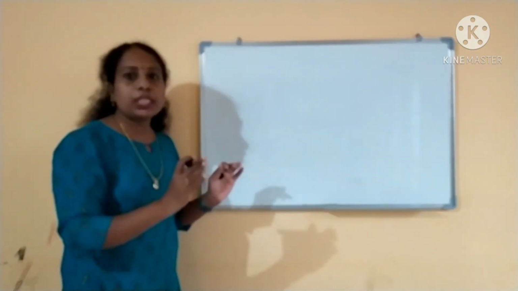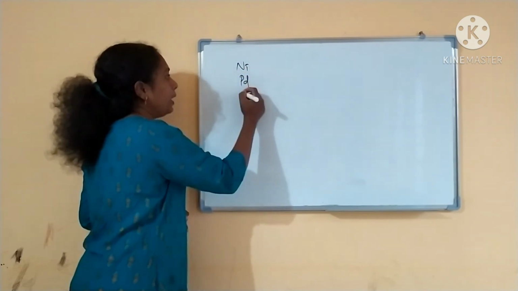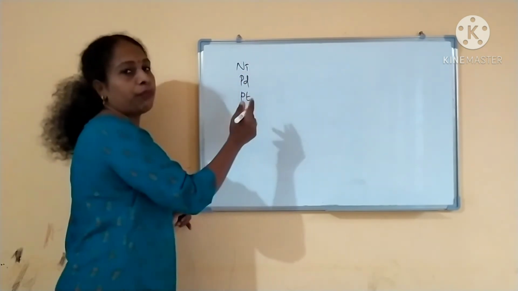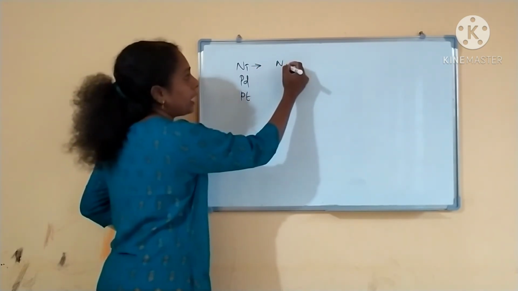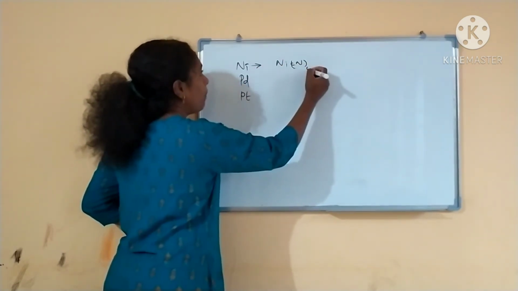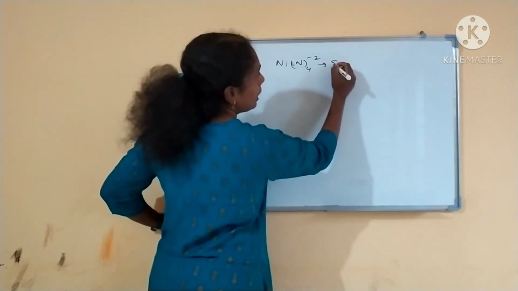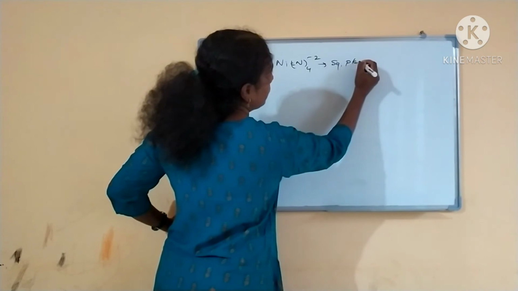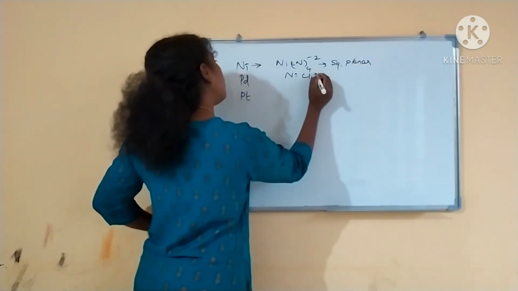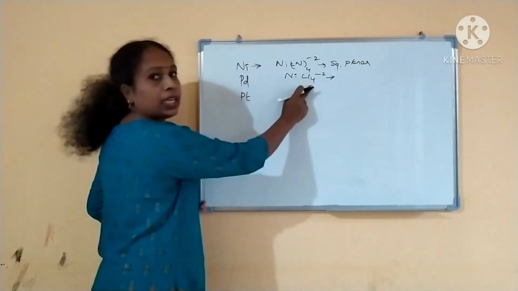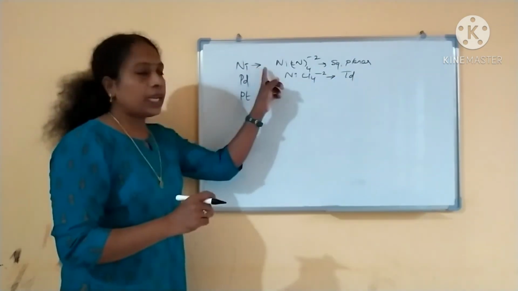If you look at the nickel family, nickel, palladium and platinum: nickel with strong ligands, like [Ni(CN)4]2-, is a strong ligand complex. What complex has it formed? A square planar complex, as you have seen, right? But if it is [NiCl4]2-, a weak ligand, it has formed a tetrahedral complex, right? That is the way nickel was behaving.